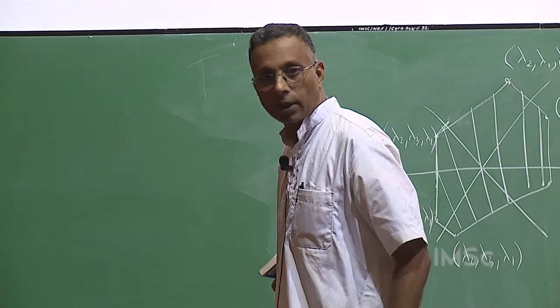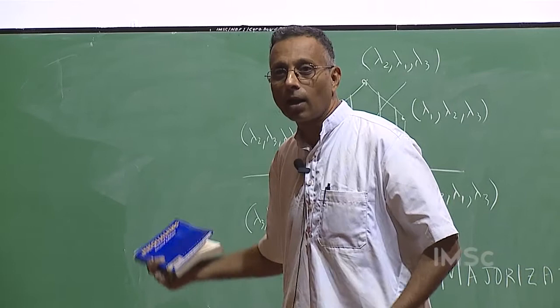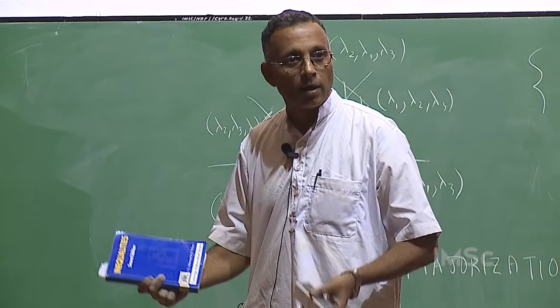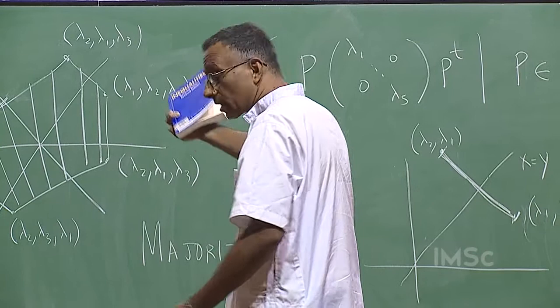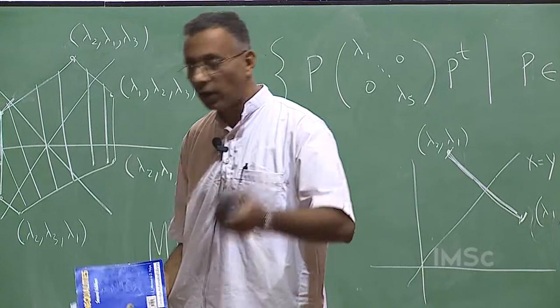So although this looks like a very special problem, it is not special at all. It is very central to a lot of mathematics. Like I said, most of this book is about majorization. I don't have time to state it, but majorization is another characterization. There are several different characterizations, and one of them is by means of what is called majorization. I think I'm well over time, so I should stop. Thank you for your attention.